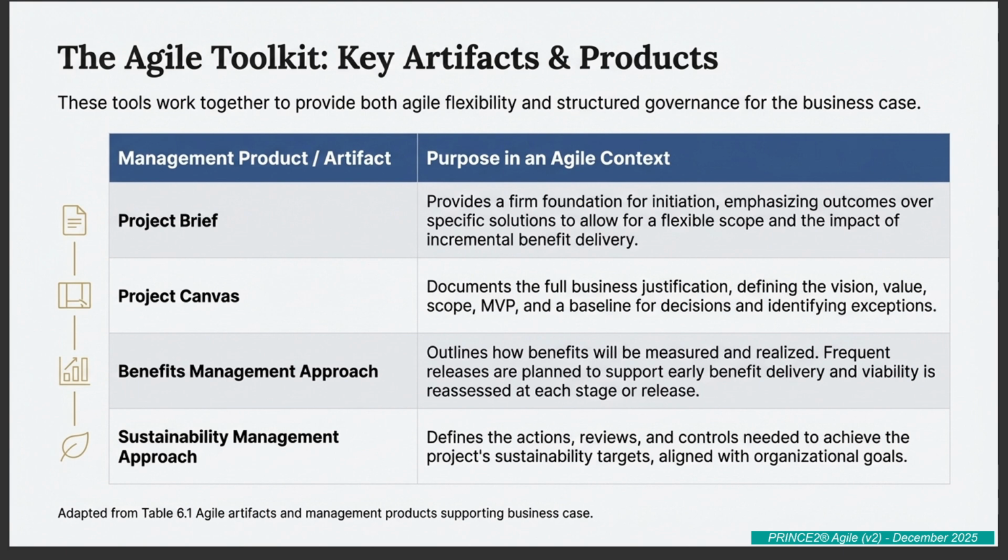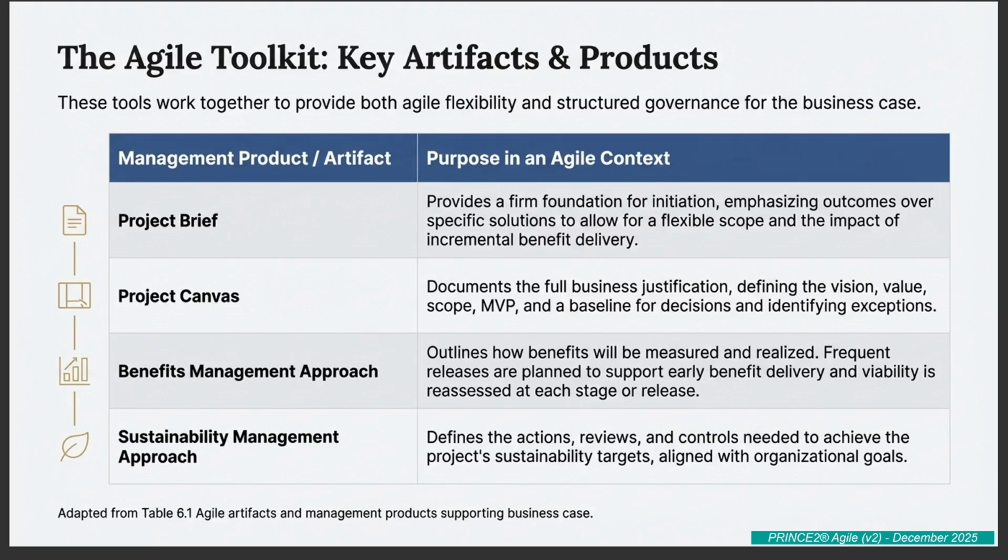And finally, a really modern and important one, the sustainability management approach. A critical addition. Its purpose is to define the actions and controls to meet the project's sustainability targets. And this isn't just nice-to-have language. It links directly back to the costs and benefits on the canvas. So how does that work in practice? What kind of methods are we talking about?